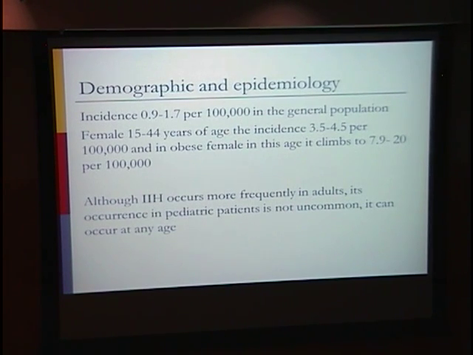What about the demographics and epidemiology? The incidence of pseudotumor is around 1 to 2 per 100,000 in the general population. But when we deal with childbearing women, the incidence jumps to 3.5 to 4.5. Although we need to remember IIH occurs more frequently in adults, it also occurs in pediatric patients, and we have seen very young pediatric pseudotumor cerebri, even younger than 5, 3, and 2 years old. It's rare, but it exists.